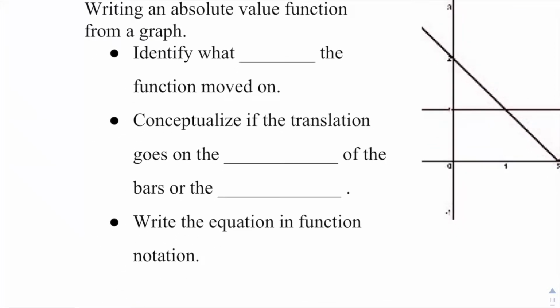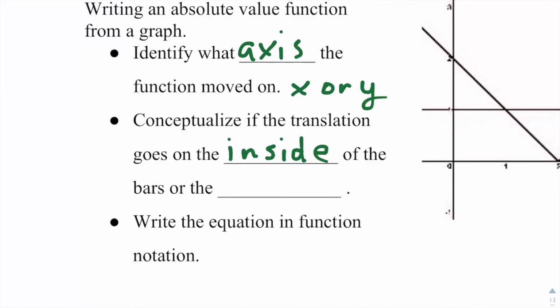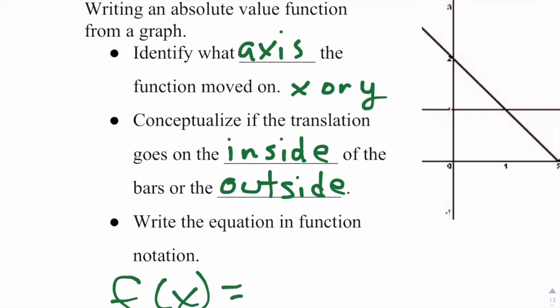Writing an absolute value function from the graph, you really want to think about it in 3 steps. First thing you want to do is identify what axis the function moved on, whether it's the x or the y. Then you want to conceptualize if the translation goes on the inside of the bars or on the outside. Then lastly, you want to write the equation in function notation, which always begins with f of x equals. And then this is absolute value, so we've got bars.